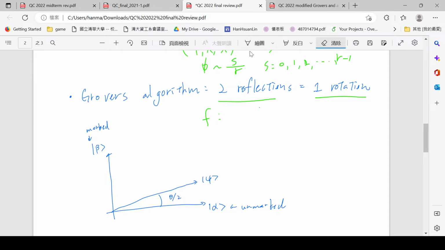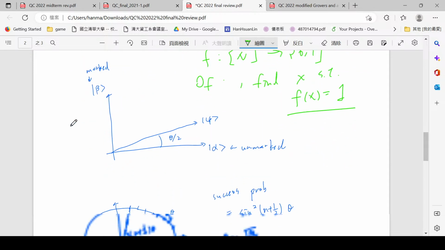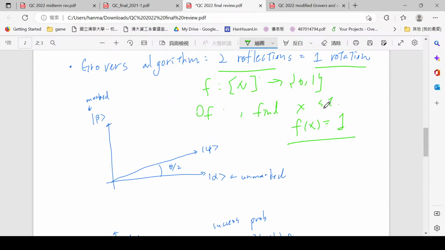It's easier to say f is a function from integers 1 to n to 0, 1. Then we have a quantum oracle of f, and we want to find x such that f of x equals 1. This is the search version. When you run Grover's algorithm, such x is also called a marked item.